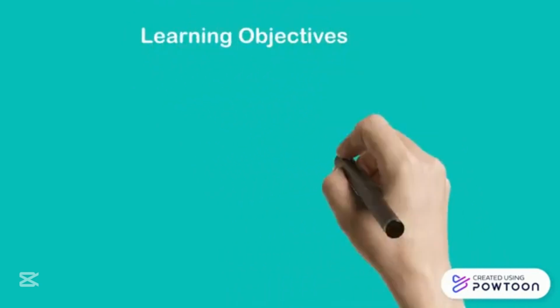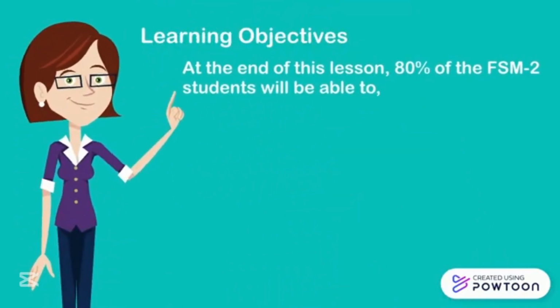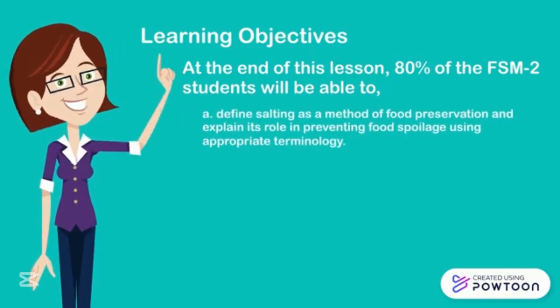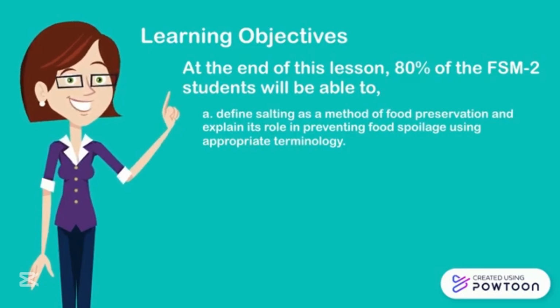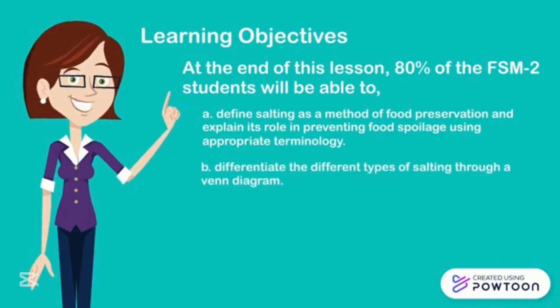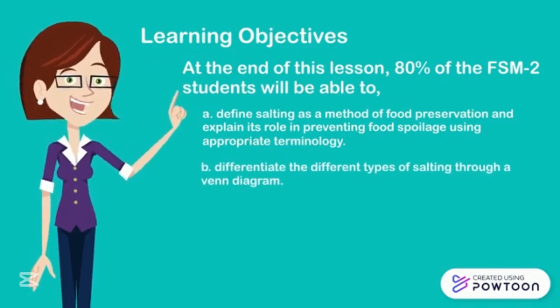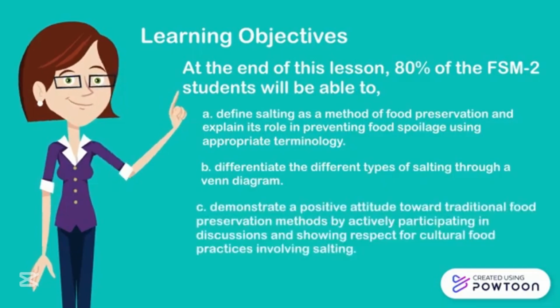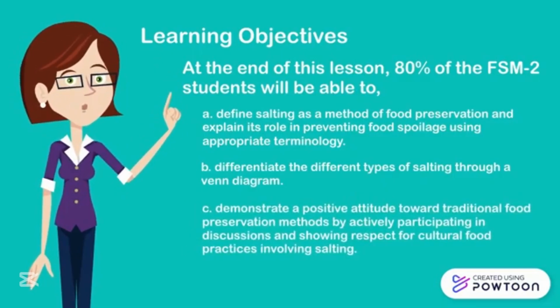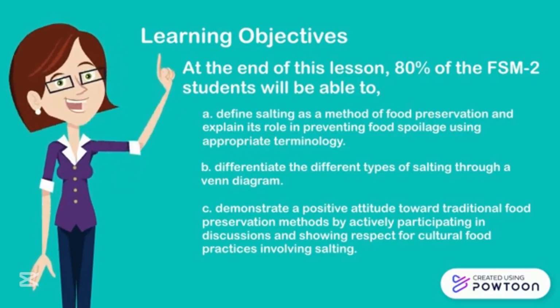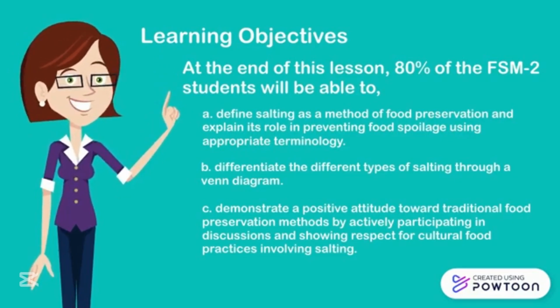We have here the learning objectives. At the end of this lesson, 80% of the FSM2 students will be able to define salting as a method of food preservation and explain its role in preventing food spoilage using appropriate terminology. Differentiate the different types of salting through a Venn diagram. Demonstrate a positive attitude toward traditional food preservation methods by actively participating in discussions and showing respect for cultural food practices involving salting.